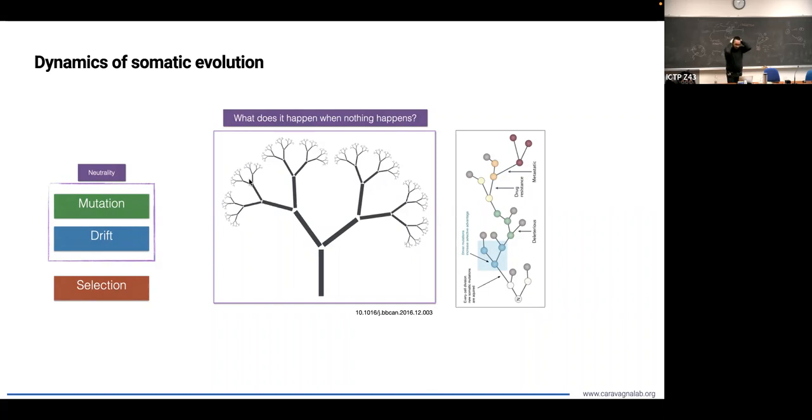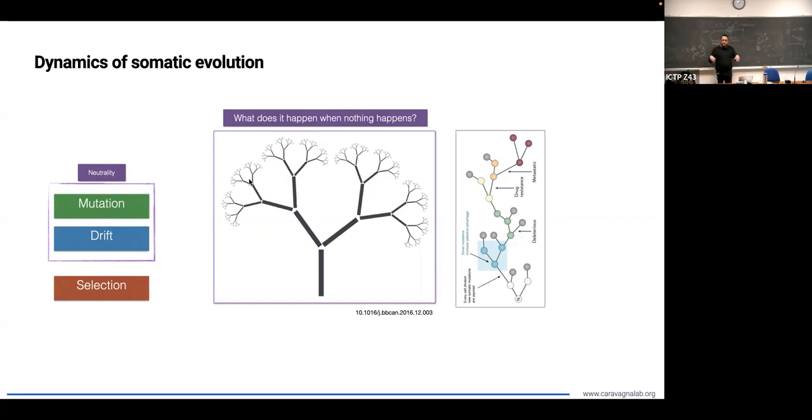And these are the general dynamics of somatic evolution. Every evolutionary process should have at least three ingredients to be discussed. The first one is mutation and drift, and then there is selection. Neutrality is a combination of mutation and drift. Mutations are the things that I was discussing before. So the probability of acquiring these mutations is independent of how functional these mutations are, going back to your question. And neutrality is essentially the answer to the question: what happens when nothing happens, right?